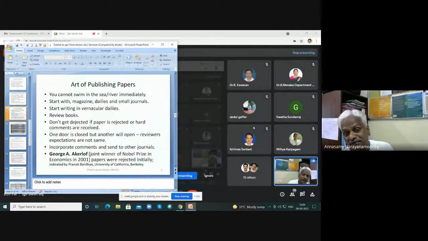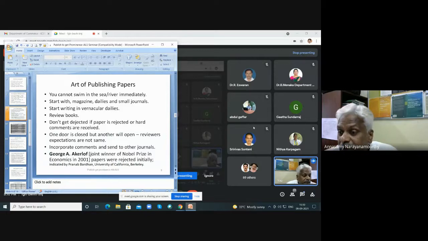I'll tell you about George Akerlof, who got a Nobel Prize in 2001. His papers were rejected by Pranab Pradhan, who is our man, Indian, at California University. He wrote in EPW that he rejected some of Akerlof's papers. Sorry, his name was different. Pranab Pradhan didn't visit Gokhale Institute when I was there. Anyway, I'll tell you the name correctly.